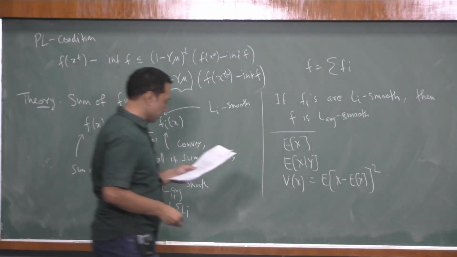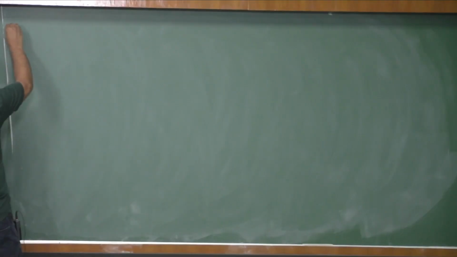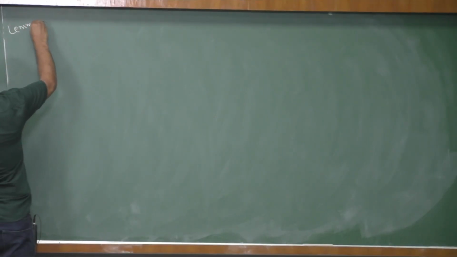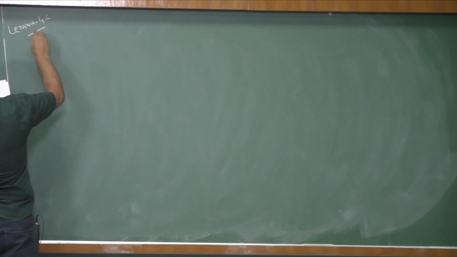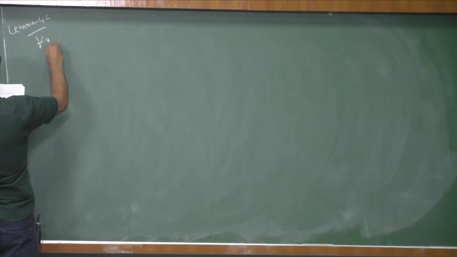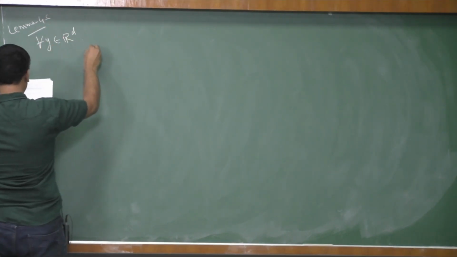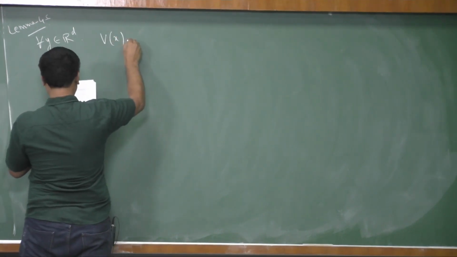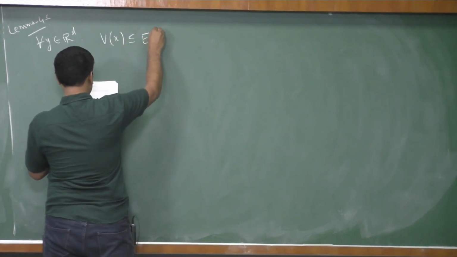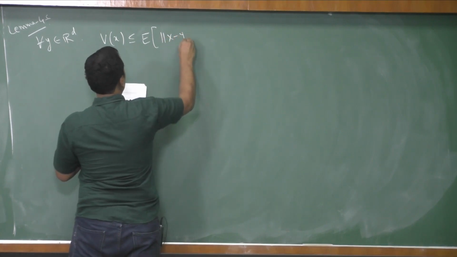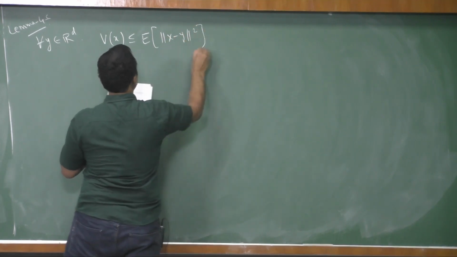There is one result, lemma 4.6. These notes are on Moodle, so you can check this. For all y in R^d, this says that variance of x must be less than or equal to expectation of norm of x minus y squared.